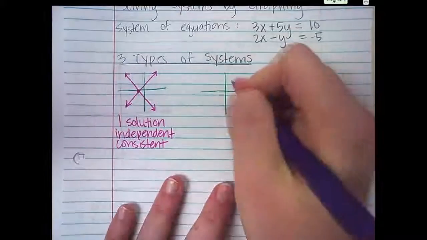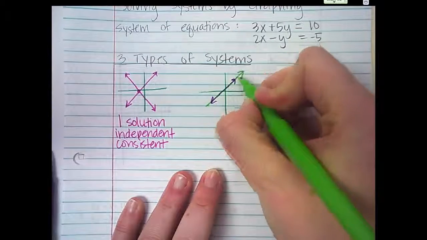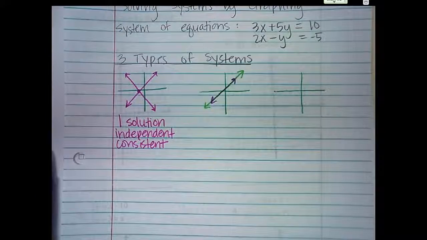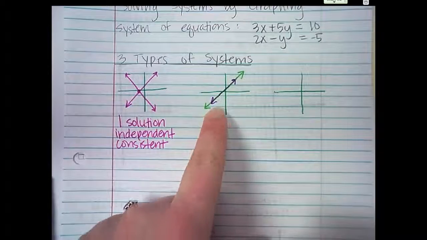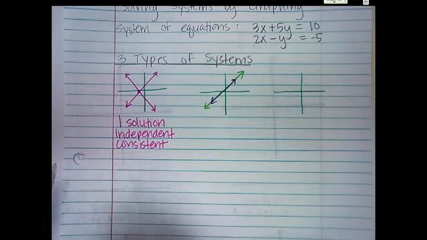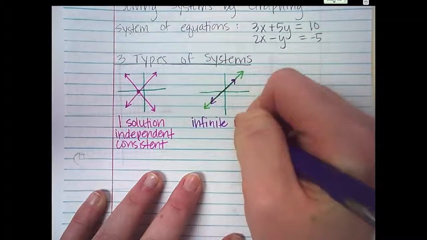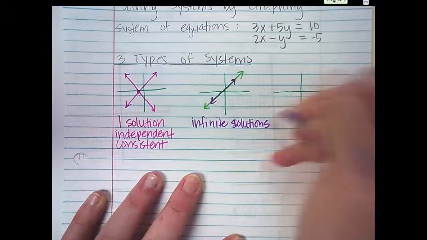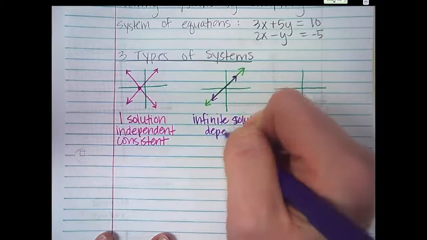On the second one, I'm going to draw one line in purple, and then over it, because they're the exact same line, I'm just going to draw another line, so you can see that it is two lines there. The first one crossed at one point, so it had one solution. How many times do these cross? Infinite, yeah. Instead of all real numbers, because they're going to ask you how many solutions, we're going to say infinite solutions, or an infinite number of solutions. This is your dependent system.